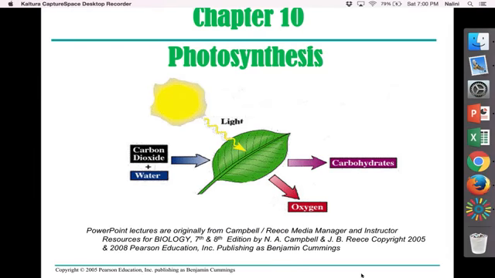Chapter 10, Photosynthesis. What is photosynthesis? What all are required for photosynthesis? Who can carry out photosynthesis? And how does photosynthesis occur? And are there any differences between the photosynthesis of one type of plants and other type of plants? Really, are plants differentiated based on the type of photosynthesis or the processes that occur in the photosynthesis?